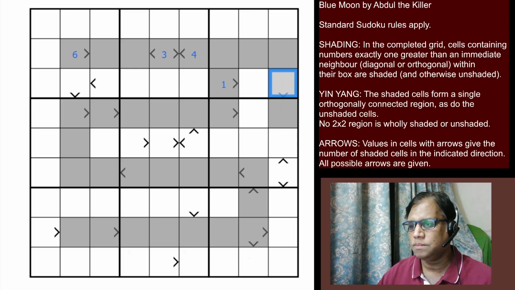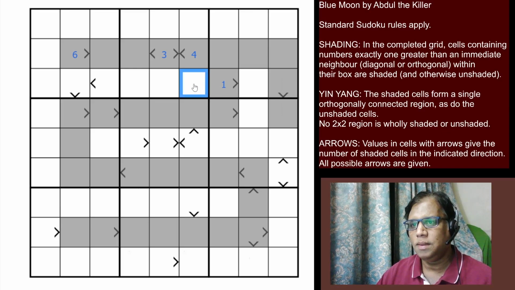Now all possible arrows are given, right? So that means now this cannot be 2, because you do not have any arrow here. That means this is an invalid cell. This 2 means there should have been an arrow in this direction, but there is no arrow in this direction. That means this cannot be 2. This could be anything else, 3, 4, 5, but it cannot be 2.